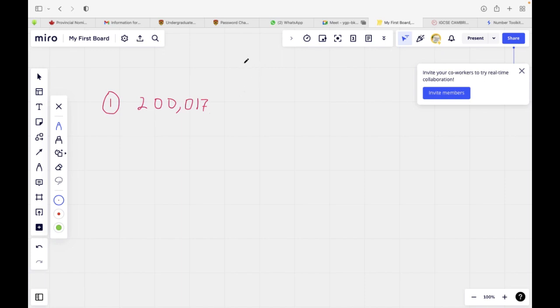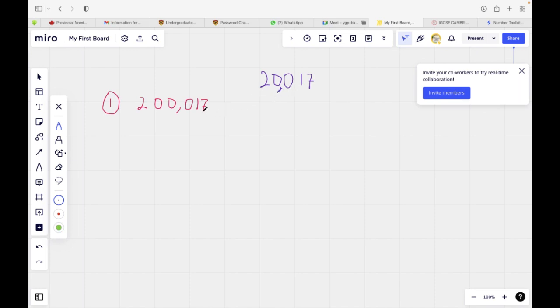If we write like this, then we'll be wrong. You write 200,000 and 17 like this. This is wrong. Because in mathematics, if you write like this, you count from the right to the left. You count 1, 2, 3, you put a comma here. So if you put a comma here, this will be equivalent to 20,017. This is not 200,017. This is 20,017.